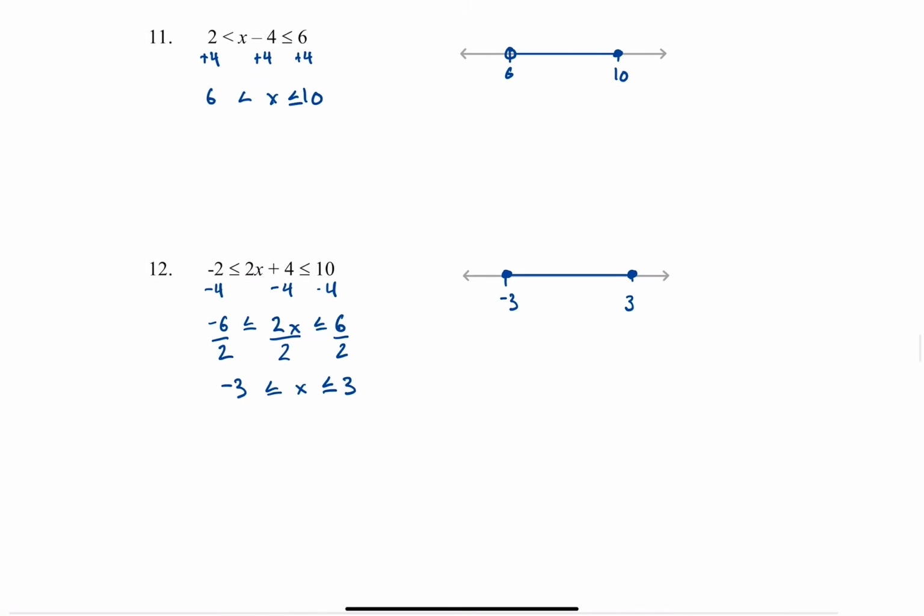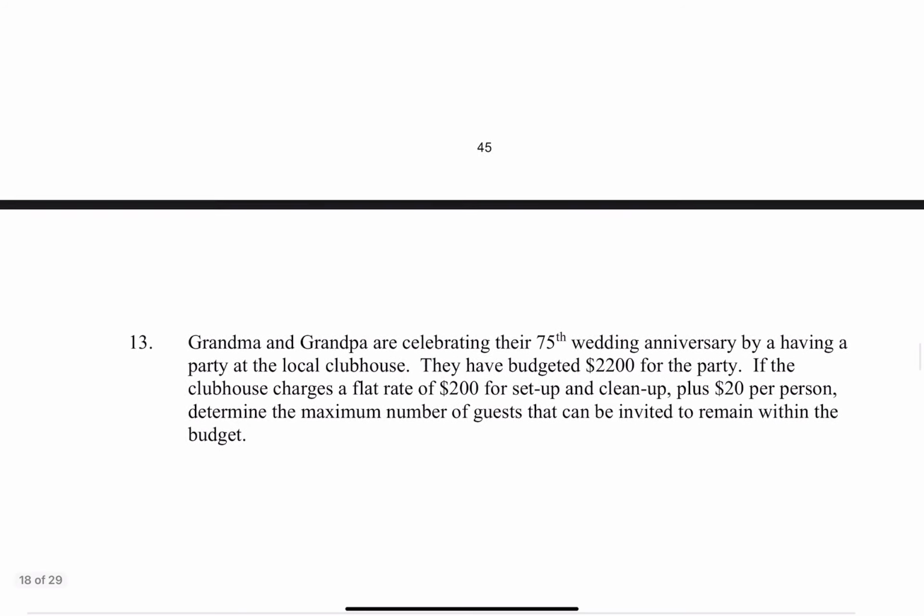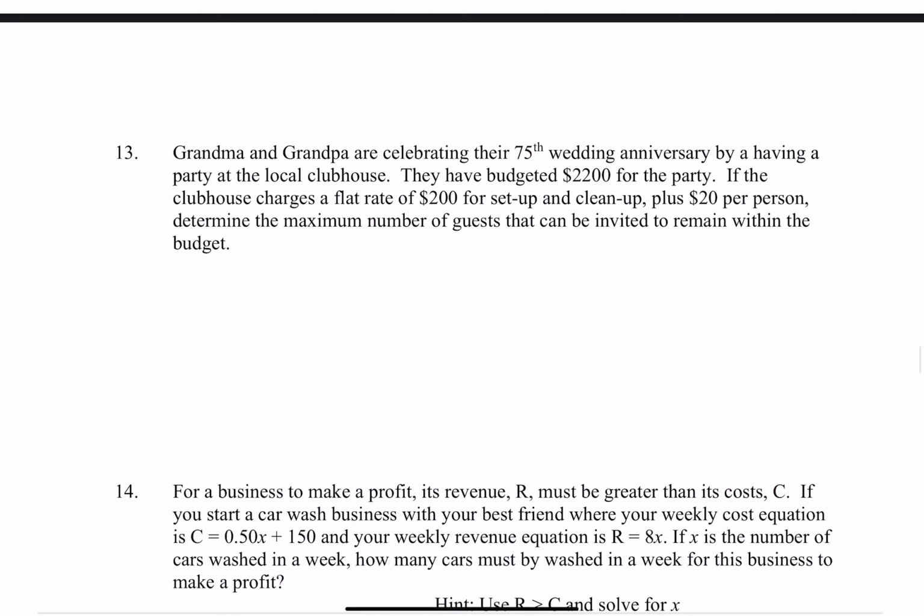So those are the basics, and in the last part of the lesson, we'll look at some word problems, applications of inequalities. So we have 3 examples. Grandma and Grandpa are celebrating their 75th wedding anniversary by having a party at a local clubhouse. They have budgeted $2,200 for the party. And if the clubhouse charges a flat rate of $200 for the setup and cleanup plus $20 per person, determine the maximum number of guests that can be invited to remain within the budget.